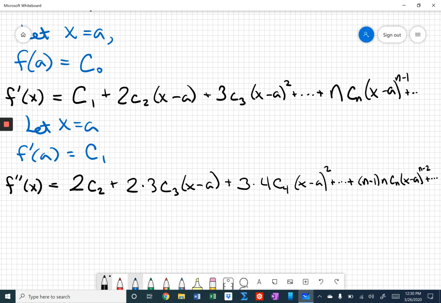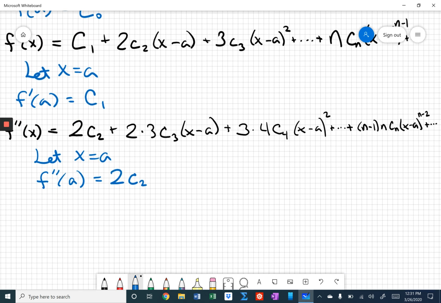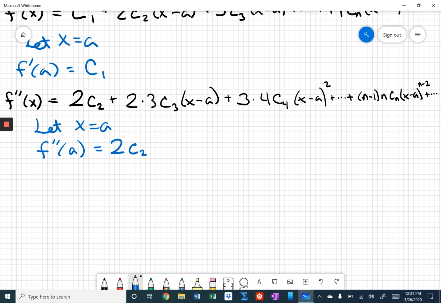All right. Once again, if we let x equal a, then we get f double prime of a equal to 2 times c sub 2. So if you guessed c sub 2 was just going to be f double prime of a, you're a little bit off. As I said, it's just not quite that simple, although it's not overly complicated. So solving for c sub 2, because again, we're actually looking for the coefficients here, c sub 2 is going to be f double prime of a divided by 2.